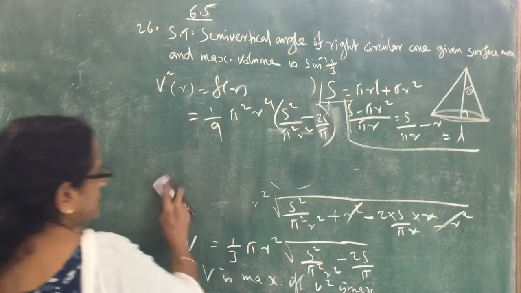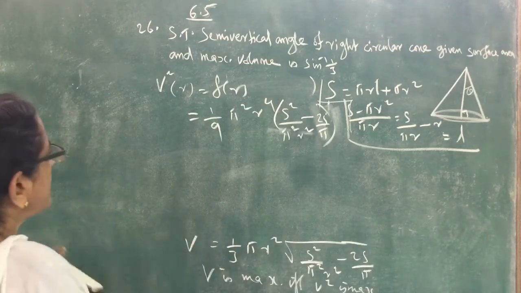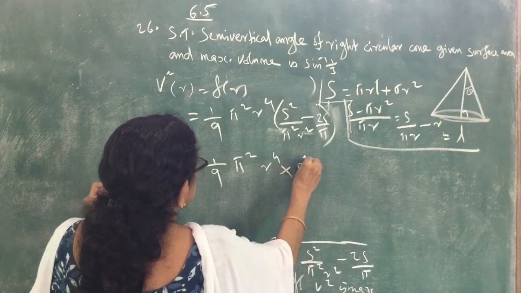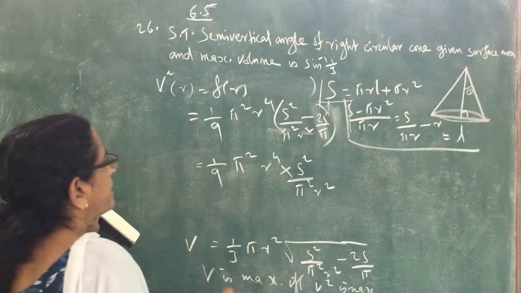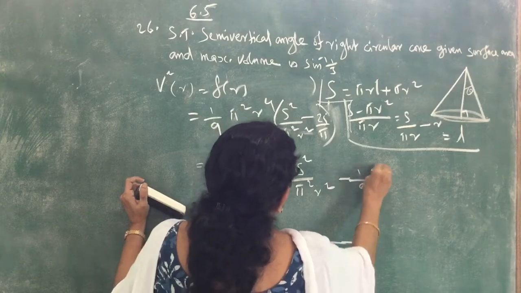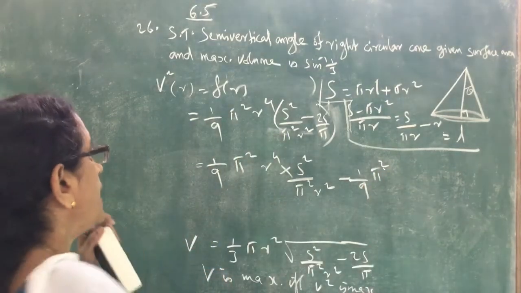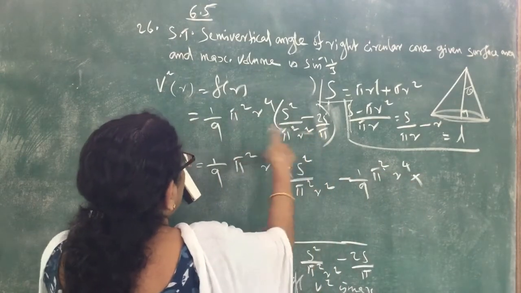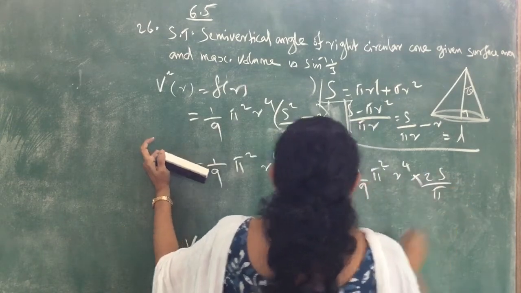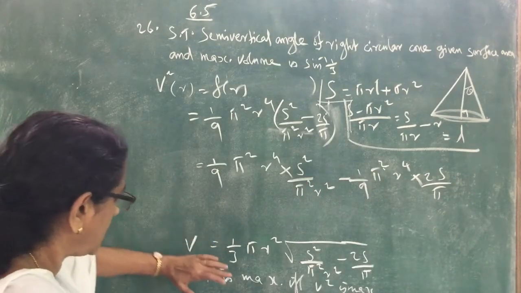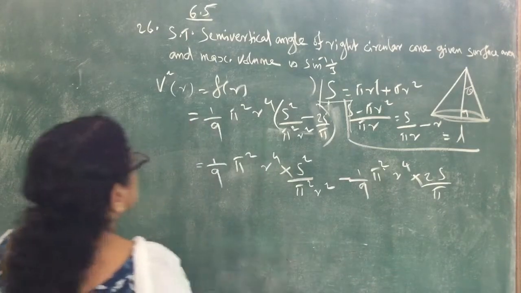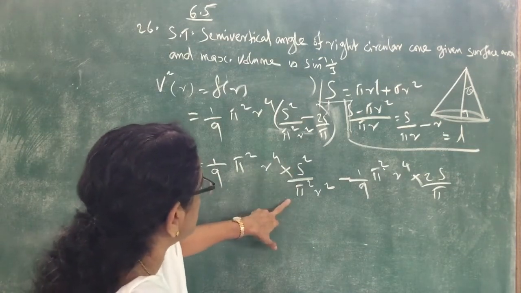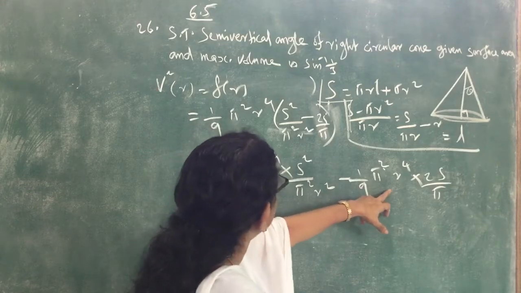Now we can simplify. So when we simplify we get 1 by 9 pi square R raised to 4 into S square by pi square R square, first term, minus 1 by 9 pi square R raised to 4 into 2S by pi. So these are the two terms.